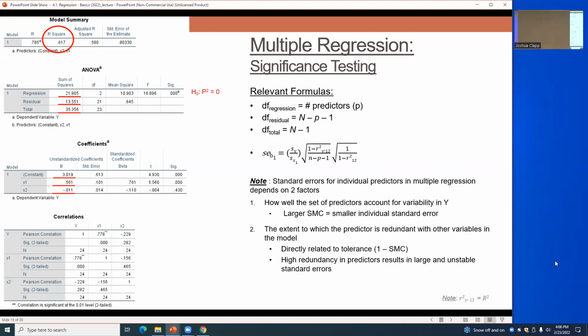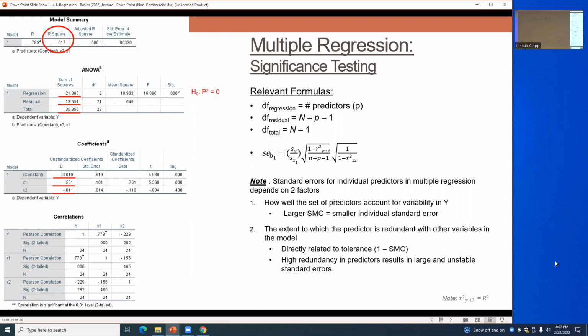Down to my coefficients, my constant. Again, this is going to be my expected value of my outcome, holding all of my other variables equal to 0. So if x1 is 0, x2 is 0, I expect my y to be a value of 0.02. My unstandardized coefficients here for x1 and x2 are in raw units of my actual predictor. So for every unit increase in x1, I expect a corresponding 0.56 unit increase in my outcome, holding everything else constant at 0.